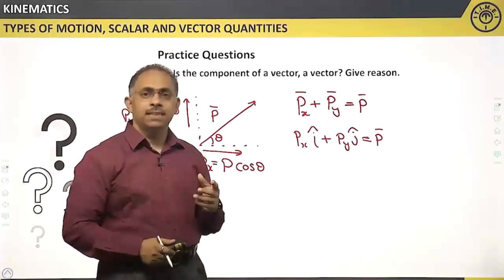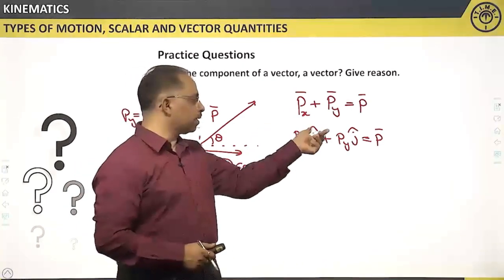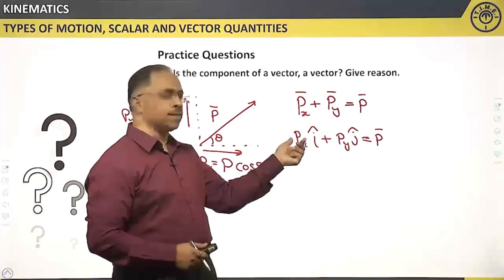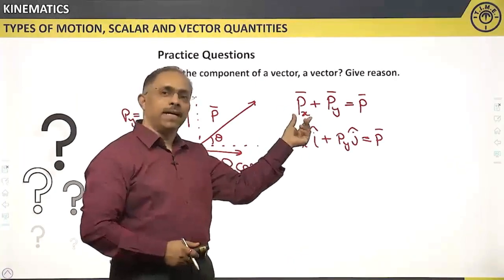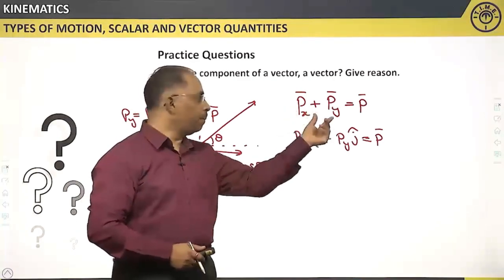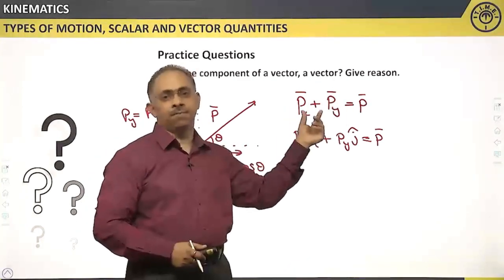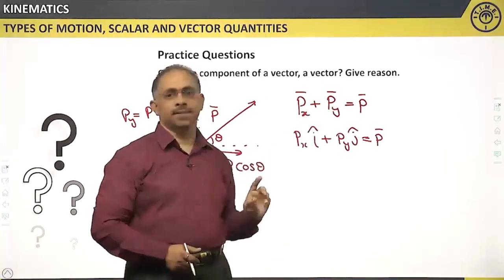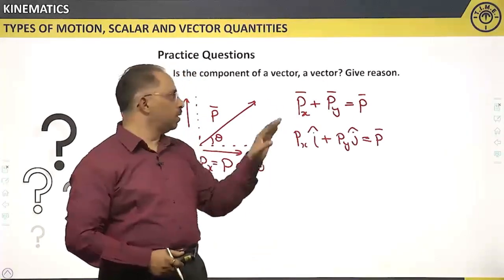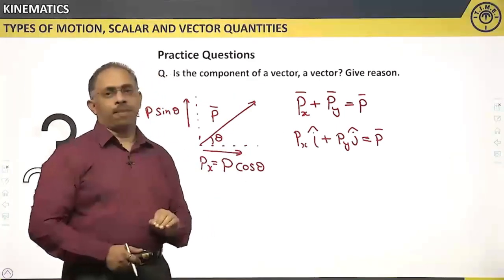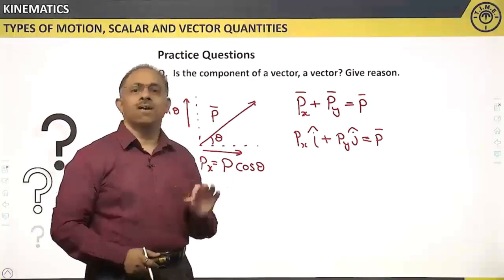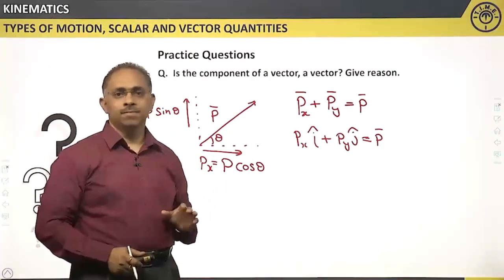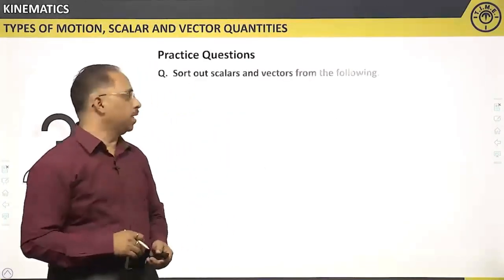So, why is it a vector? I am associating a vector I along with px. Is it clear? So, it is not just a component, it is a vector in itself. Similarly, py bar is a vector in itself. I am adding these together and getting this. Clear? So ultimately, the bottom line is that the component of a vector cannot be a vector. Clear? Let us see the next question on the screen.